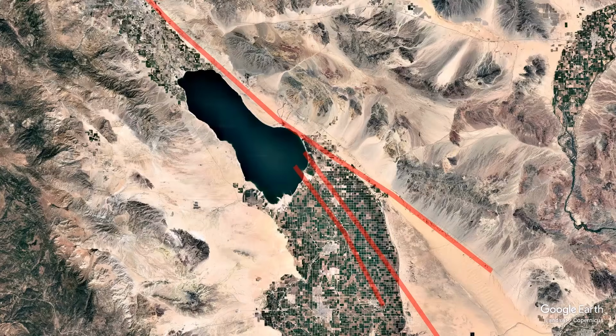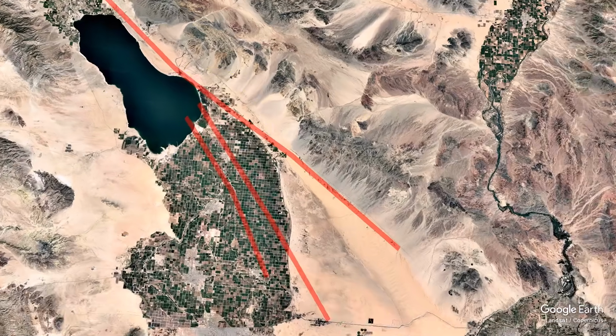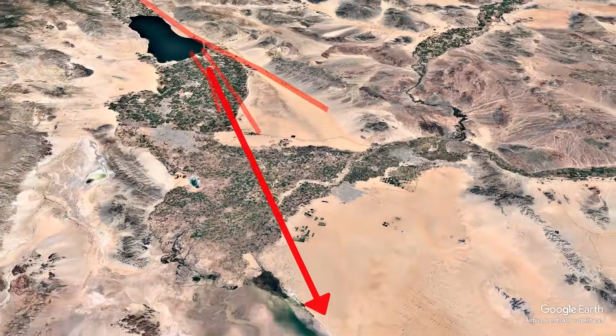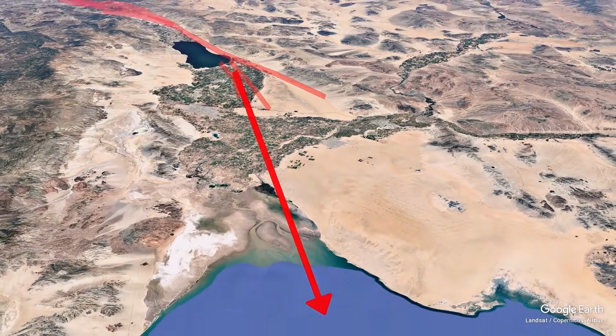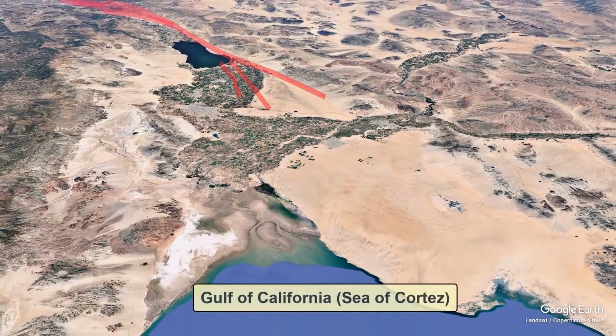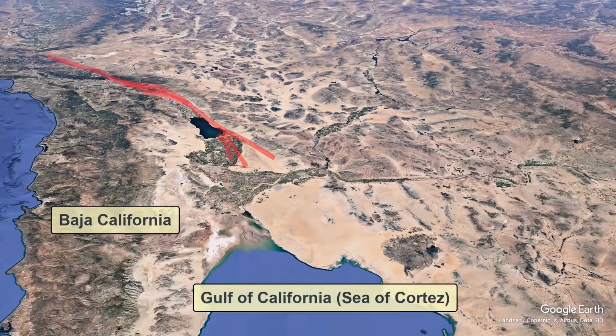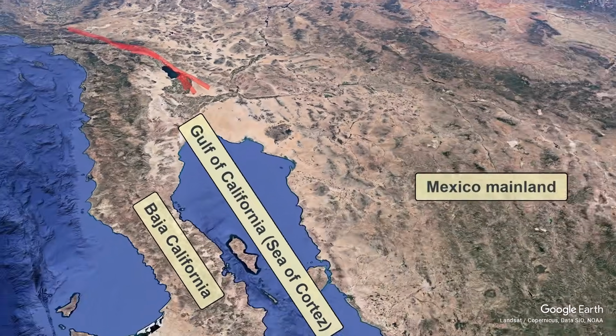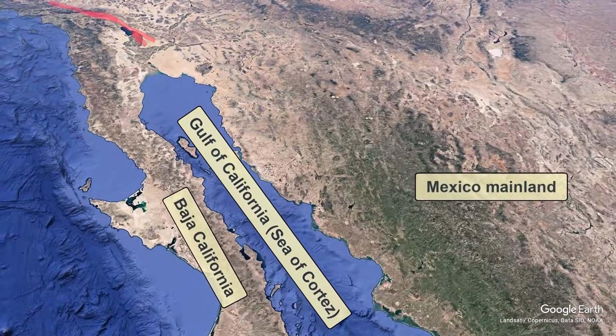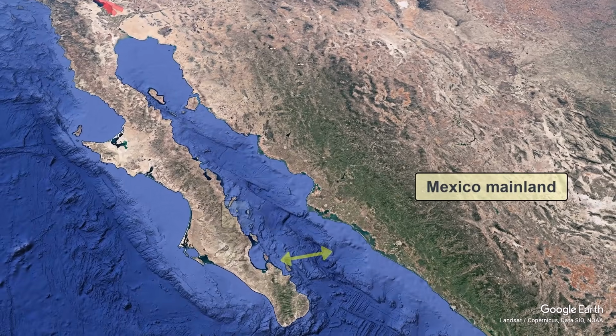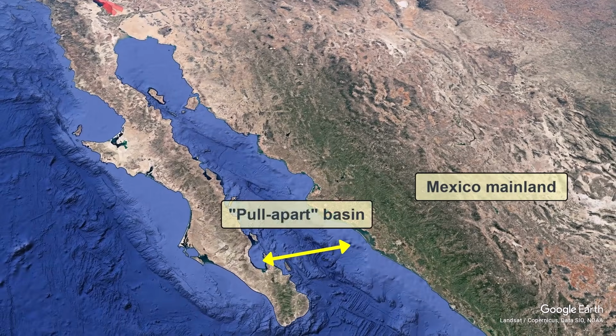Although the San Andreas has its southern end near the Salton Sea, the plate boundary itself continues southeast for many hundreds of miles, forming the Gulf of California and separating Baja California from mainland Mexico. In this area, the plate boundary is now a pull-apart basin and isn't referred to as the San Andreas Fault.